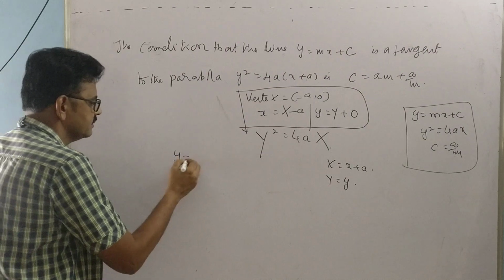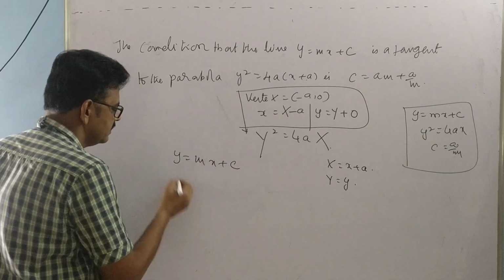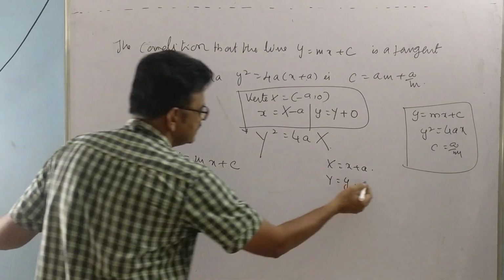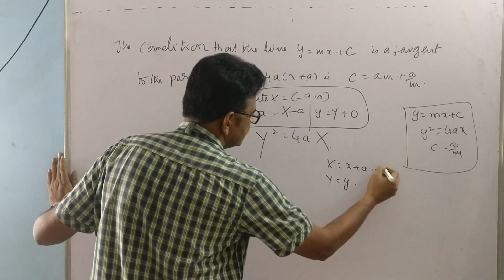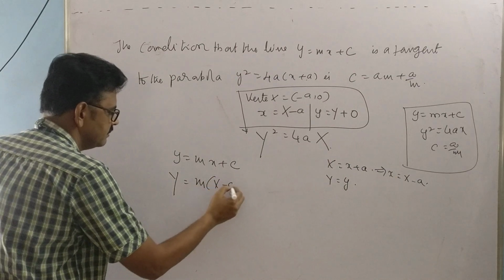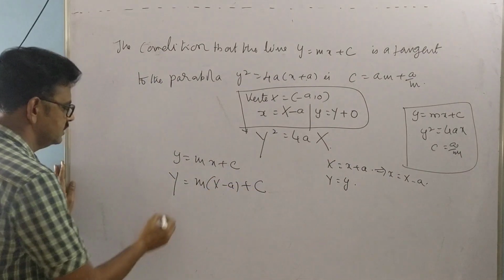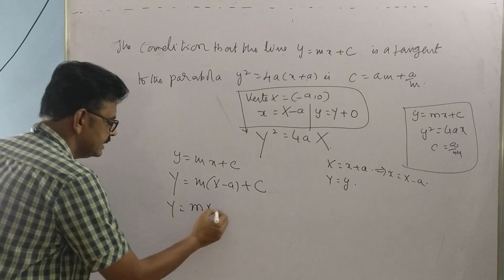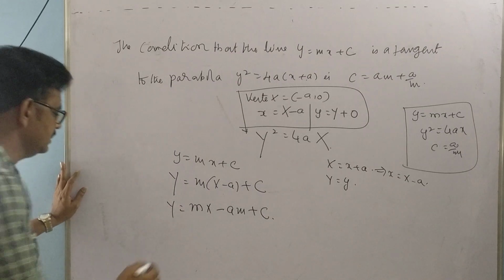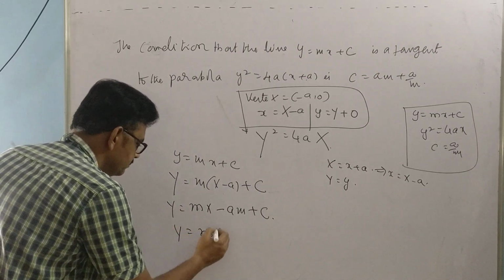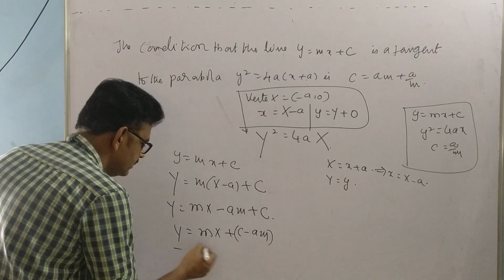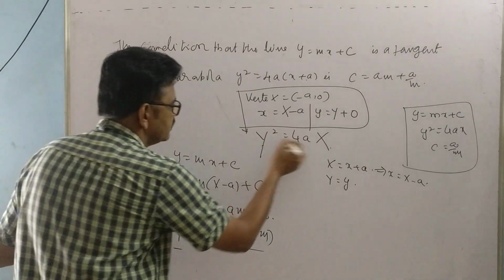What is y equal to mx plus c? Where small y is capital Y, m into, where x is, x equal to capital X minus a. So this is x minus a plus c. So this is y is equal to mx minus am plus c. Okay, this is y is equal to mx plus c minus am. Now this is in the form of y equal to mx plus c, and the parabola is y square equal to 4x.